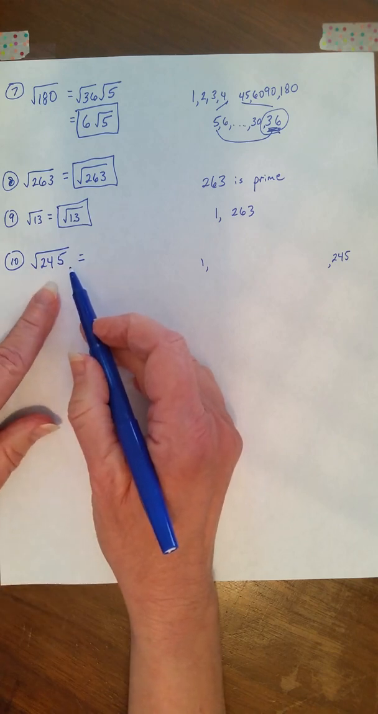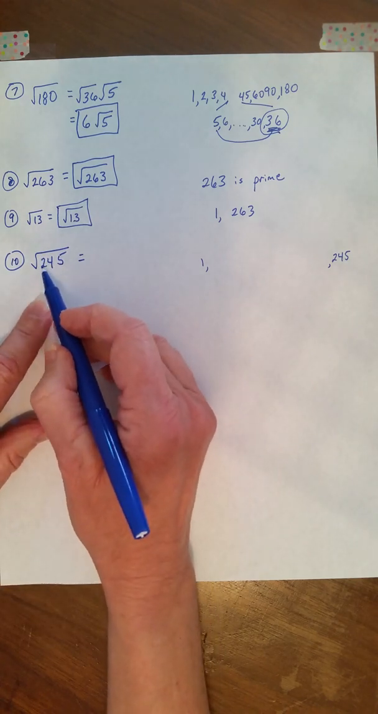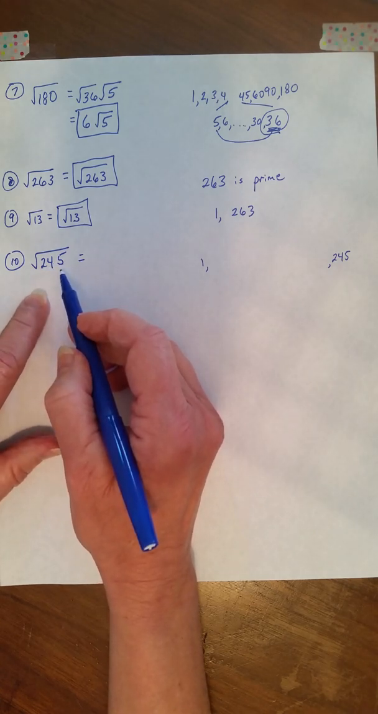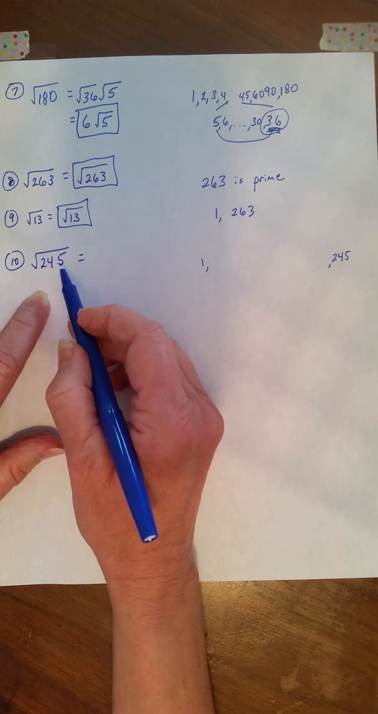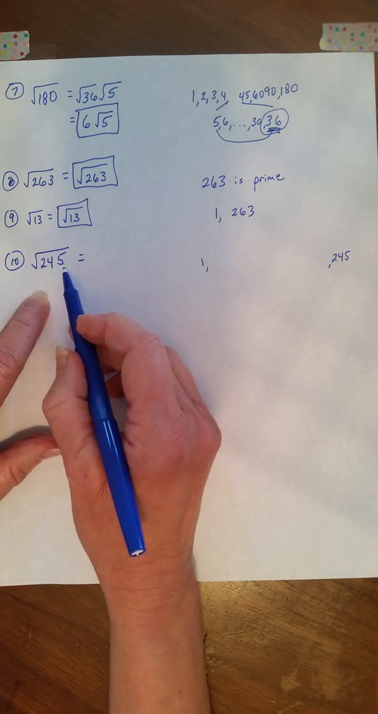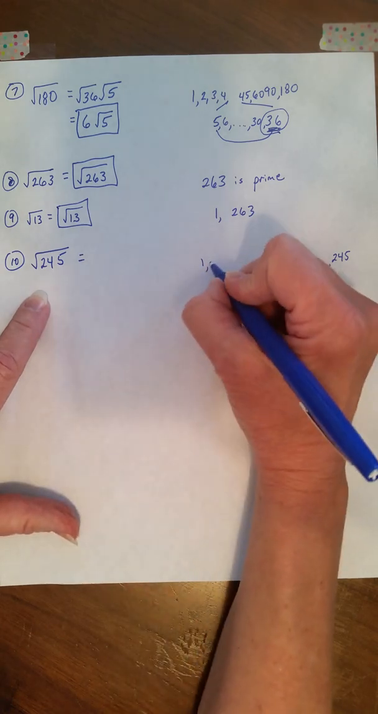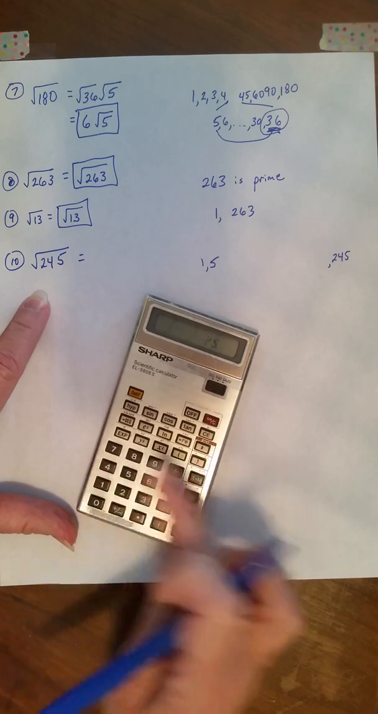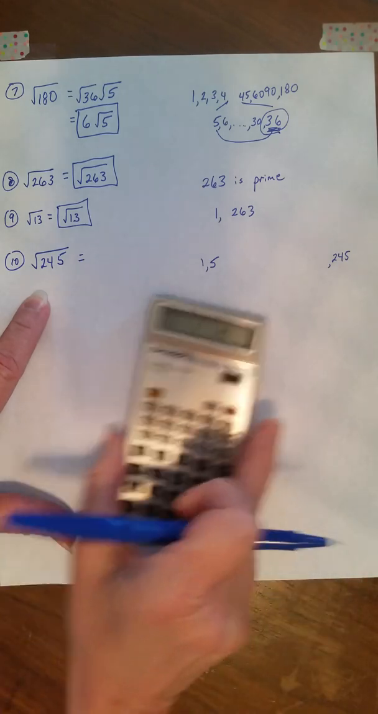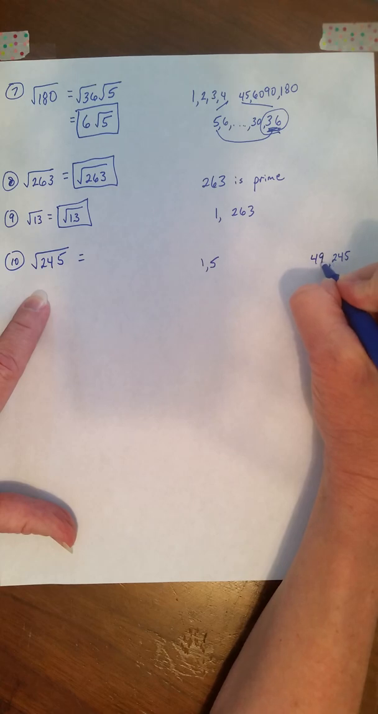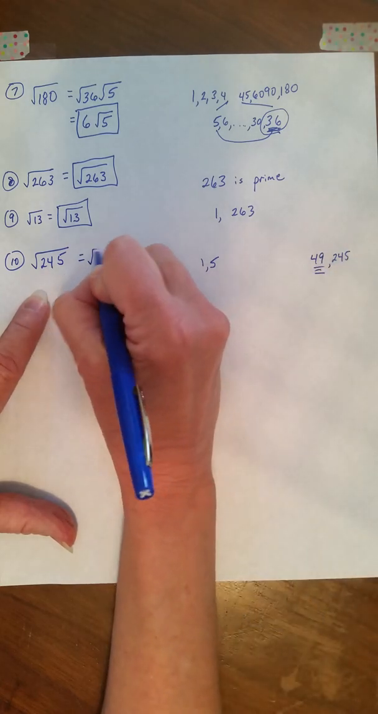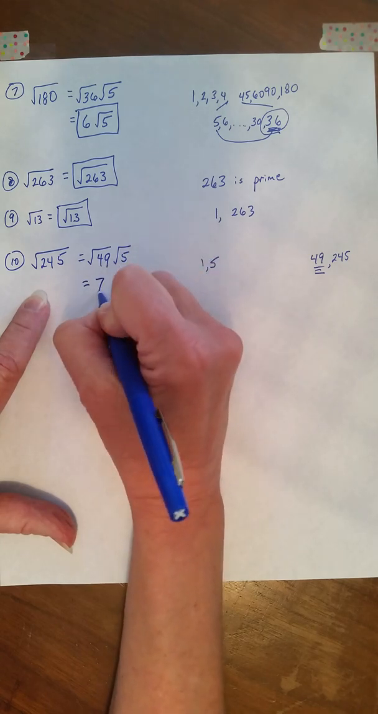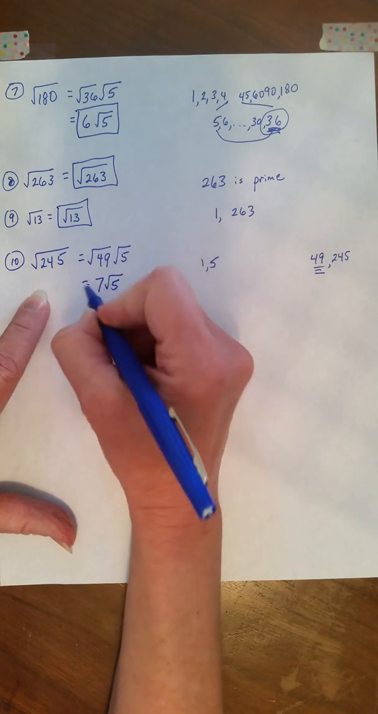It's not divisible by 3, because the digits don't add up to a number that's divisible by 3. Let's see. Is it divisible by 4? No, because it's not even. Is it divisible by 5? Yes, because it ends in a 5. So 245 divided by 5 is 49. How great is that? We got lucky there. So this splits up as 49 times 5. Well, the square root of 49 is 7. So my answer is 7 root 5.